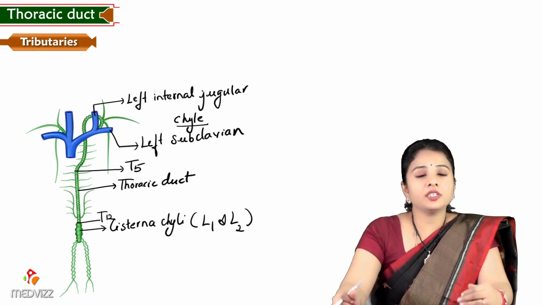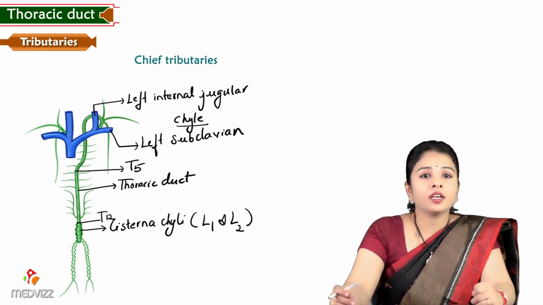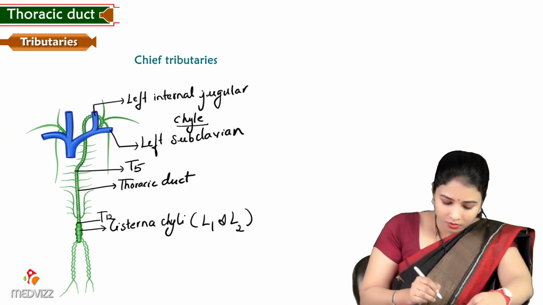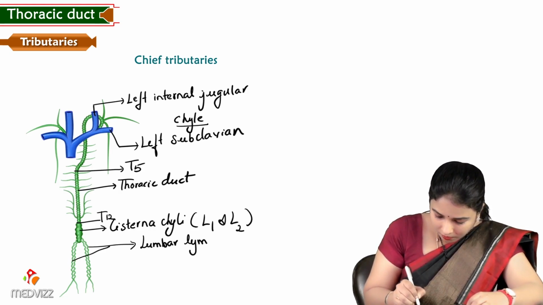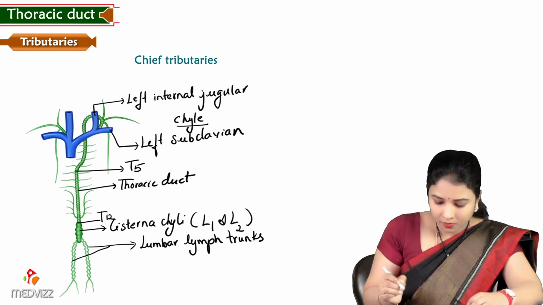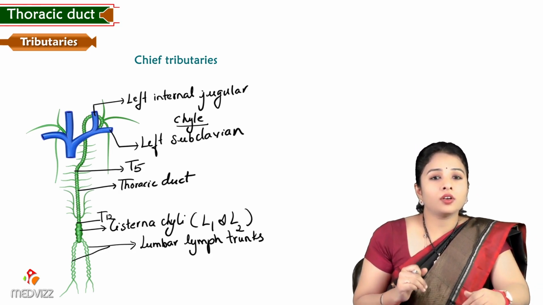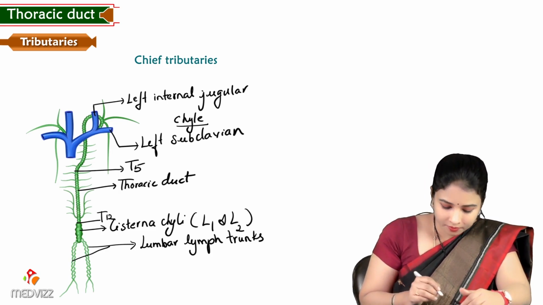Let's see the tributaries of the thoracic duct. The chief tributaries are right and left lumbar lymph trunks, and also the chief tributaries are right and left intestinal lymph trunks.